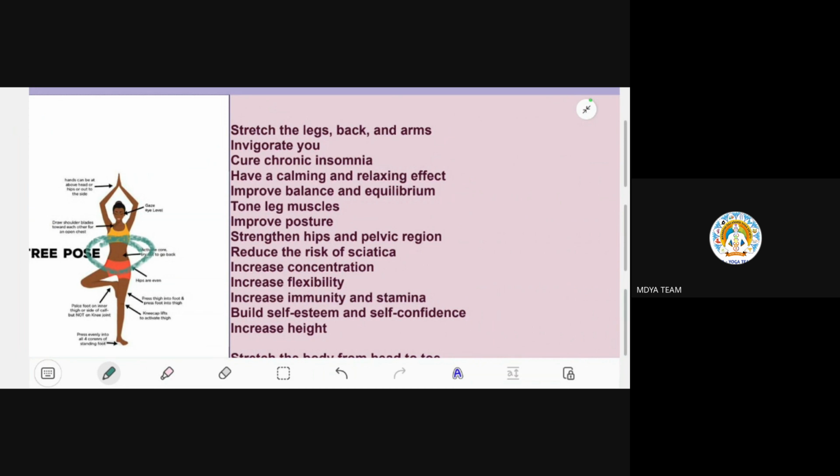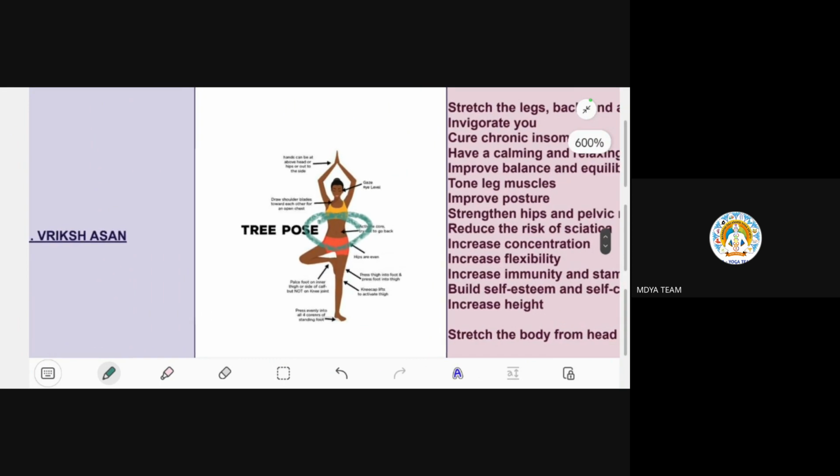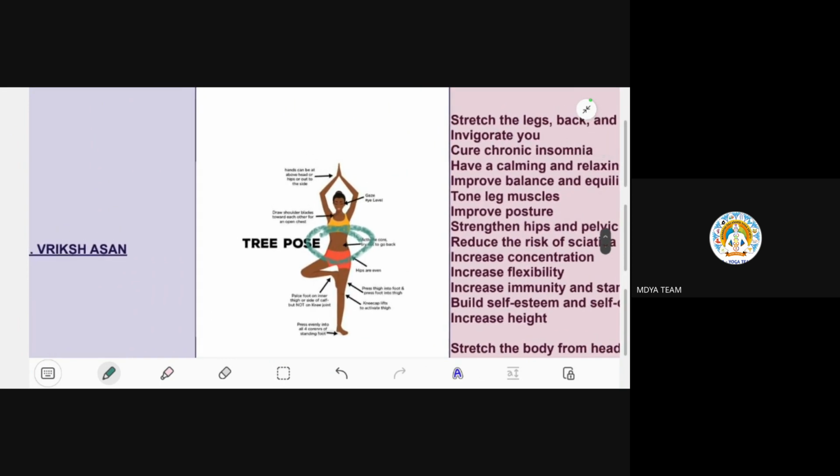Now you can do sthira sukham asana for a longer period, because the major difference is that people are able to do this posture. They can achieve this posture easily with their eyes open. But the moment they close their eyes, they lose the balance.